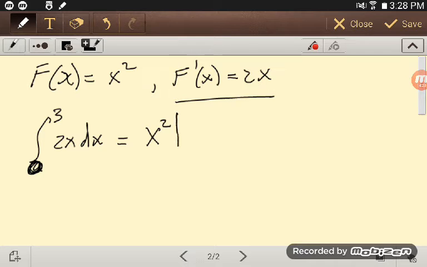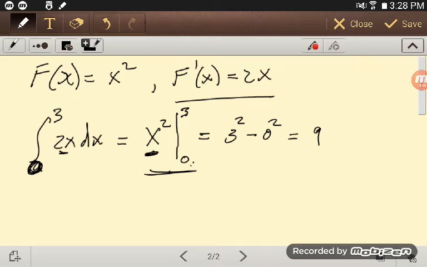Now the way we tend to write that is something like this at this stage. So here is my antiderivative of the 2x, and then I keep my bounds around with the 3 on top and the 0 on the bottom, and then what this says to do in this notation is to take 3 squared minus 0 squared, and so I get 9.